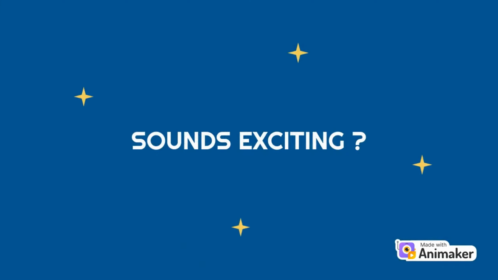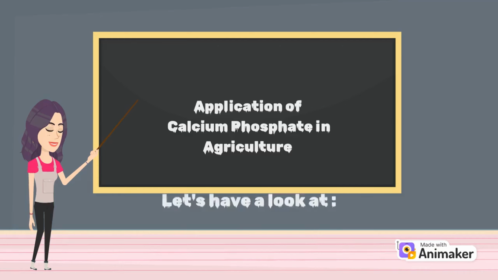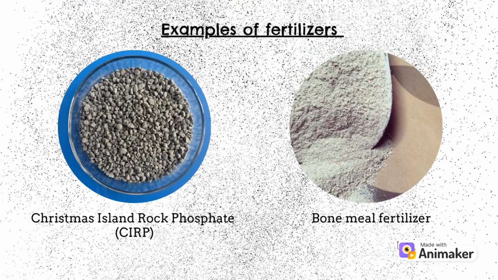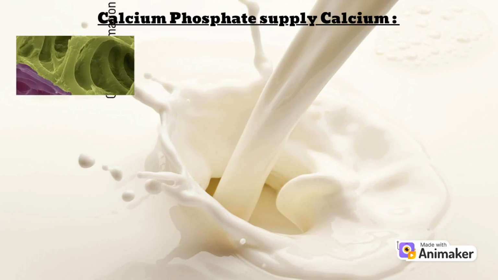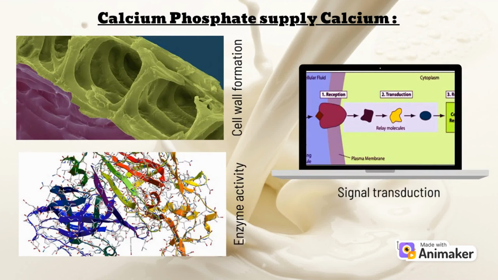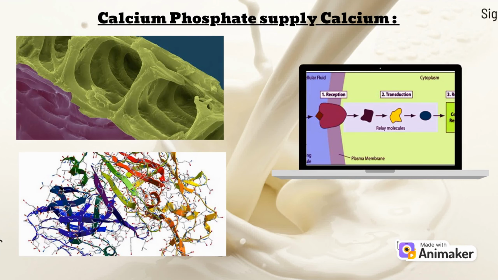Sounds exciting, isn't it? Moving on to the applications of calcium phosphate in agriculture, especially in fertilizer. For instance, we have Christmas Island rock phosphate, also known as CIRP, in bone meal fertilizers. Calcium intake is important for plant cell wall formation, enzyme activity and signal transduction. Calcium deficiency can result in disorders such as blossom end rot and bitter pit. Calcium phosphate can be applied as a foliar spray or a soil drench to correct calcium deficiency.